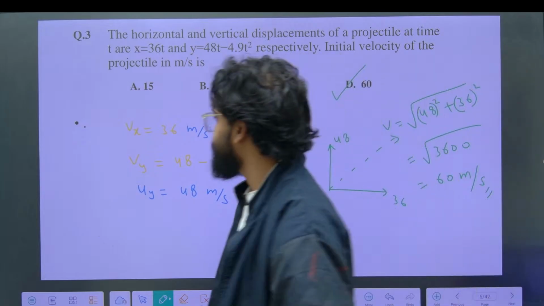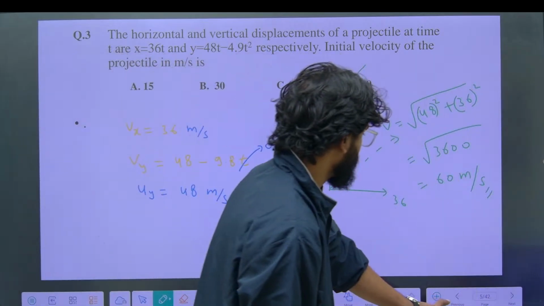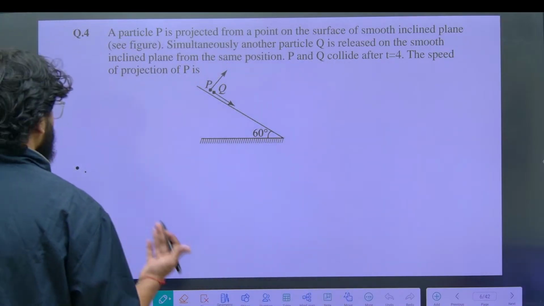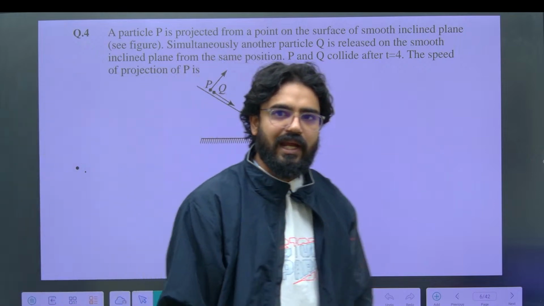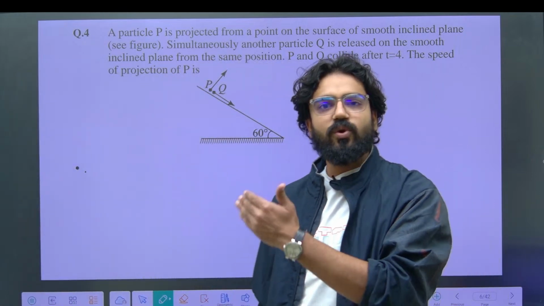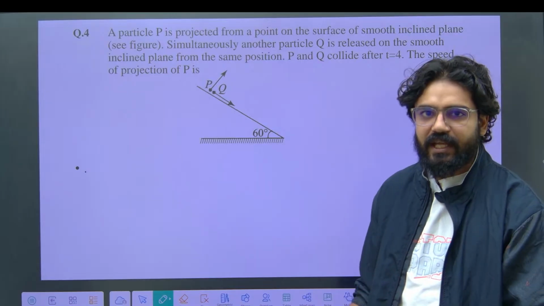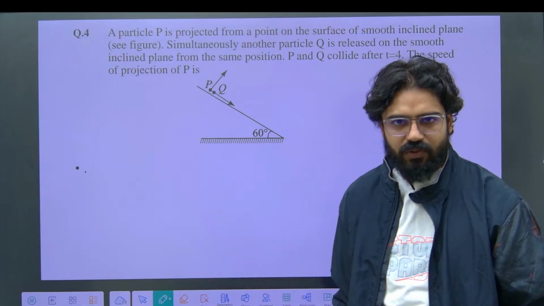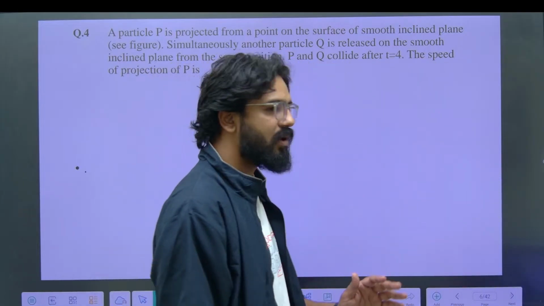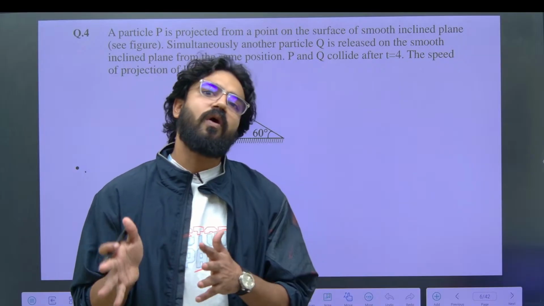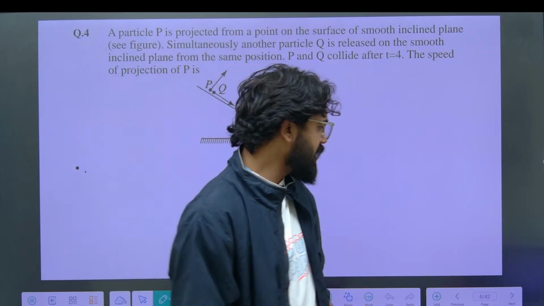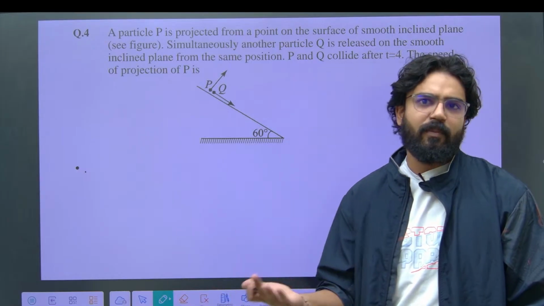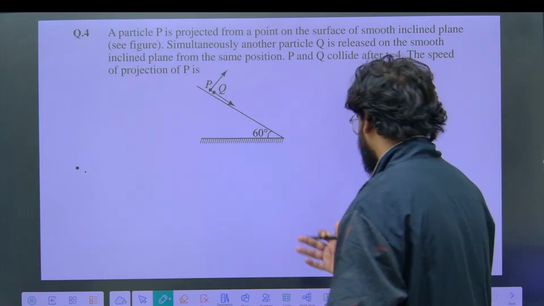Now coming to the next question. This is a question on inclined plane. Is it okay if we do all the rest of the questions first, and then solve the inclined ones? Do not worry about it. We will solve all inclined questions at once and I will teach you the little theory. Firstly, let's do all the questions related to parabolic motion in 2D, non-inclined.